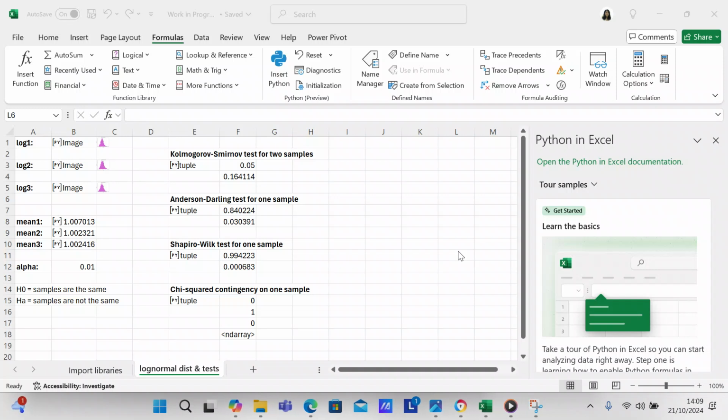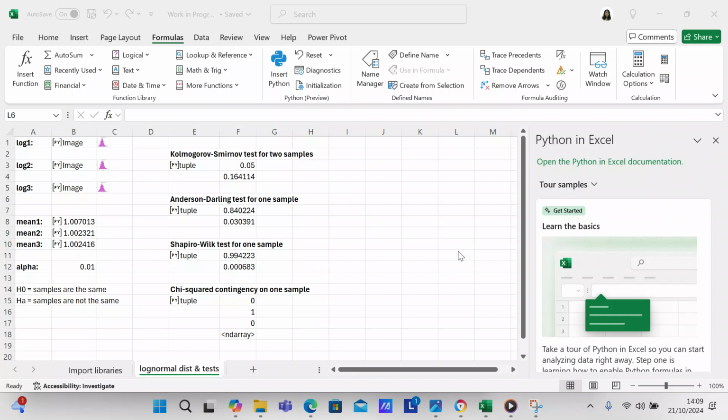It's Crystal here. I wanted to make another video for you, and this video is going to show how to make a log normal distribution in Python and Excel and test it. I've got 4 tests that I was going to perform on this log normal distribution.